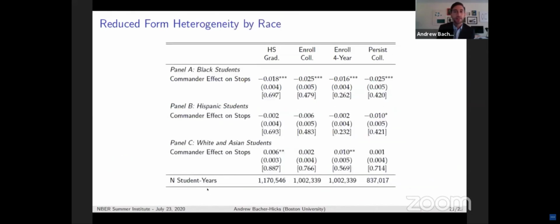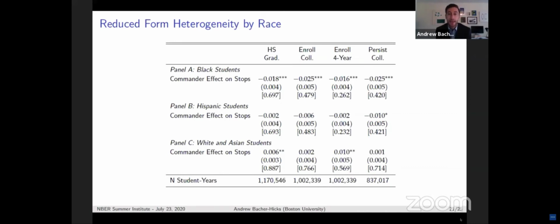So these net effects can obscure important differences by race. We see that these negative effects are substantially larger when you look only at Black students, where everything is now statistically significant and much larger in magnitude. There are no effects for Hispanic students largely, although the point estimates are all negative, maybe a little bit in terms of college persistence, but not as much as for Black students. But that's perhaps less surprising because Hispanic students are stopped at much lower rates than Black students are.